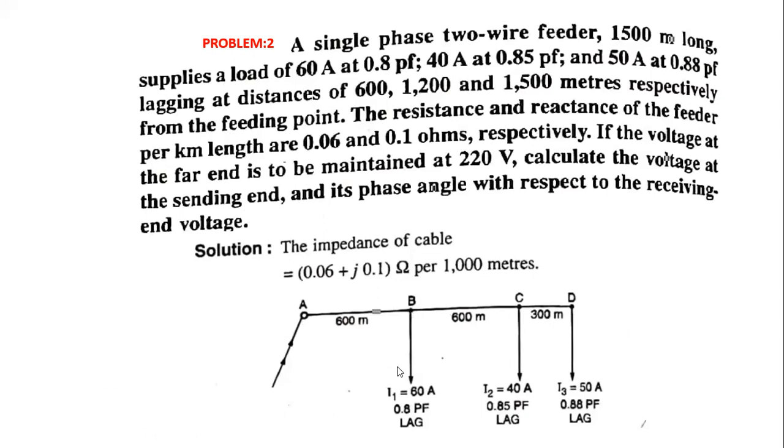Therefore at point B, we are tapping the I1 current, that is I1 is equal to 60 amperes, 0.8 power factor lagging, and I2 equal to 40 amperes, 0.85 power factor lagging, and I3 equal to 50 amperes, 0.88 power factor lagging. These are the three currents that will be tapped at points B, C, and D.